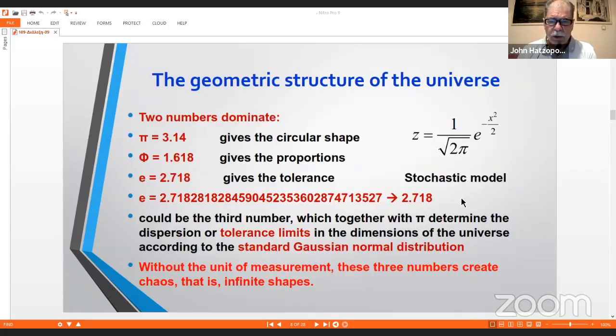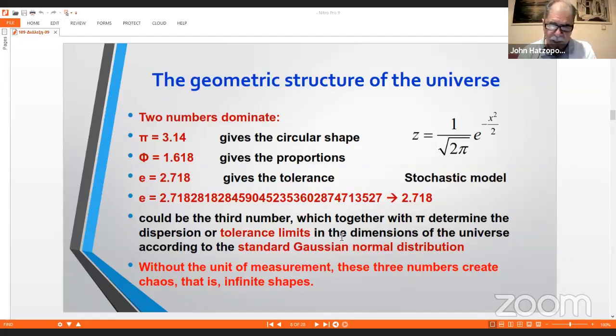Therefore, the geometric structure of the universe uses these two numbers: with the pi the shape, and with the phi the proportions and the analogies. And in my opinion, there must be a third number like this one here, that is used in the standard normal distribution of Gauss. This is the base of the Napier logarithms, e. This is also an irrational number with an infinite number of digits, as you can see here. This number gives the tolerance, okay? Because the dimensions are not exact. We have elliptical, circular shapes, with some tolerance limits. They are within this distribution curve, which may be used to study the tolerance limits.